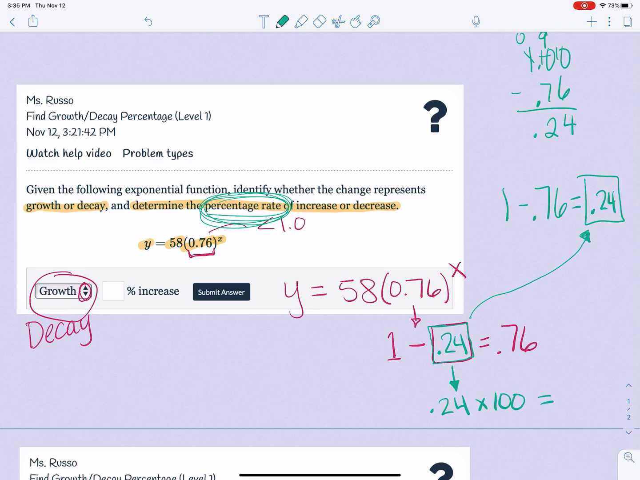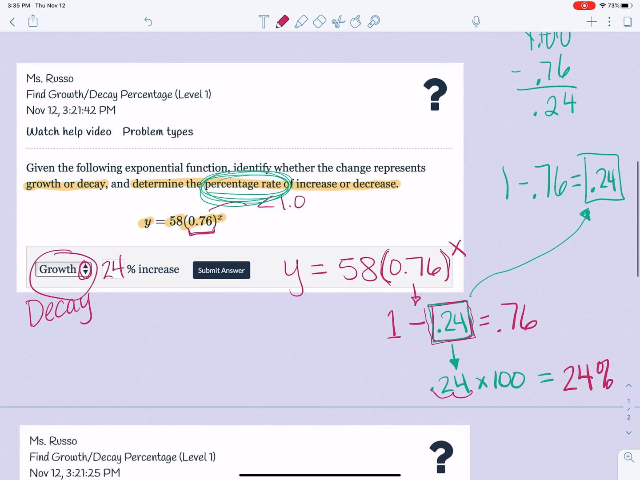And what that means is, if I do the work, it moves my decimal 2 times to the right and I get 24%. So it is decreasing by a rate of 24% per, I don't know, it doesn't tell us, per year, per minute. So make sure you understand how we are finding out, first of all, whether it's a decay or growth. And then we have to find out that percent of change. Okay, let's take a look at our next one.